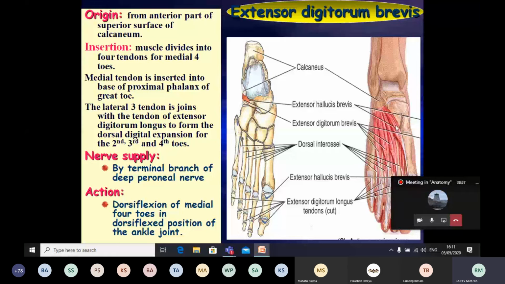This muscle is innervated by the deep peroneal nerve. Its action is dorsiflexion of the medial four toes. Only one muscle is present in the dorsum of the foot, that is the extensor digitorum brevis.